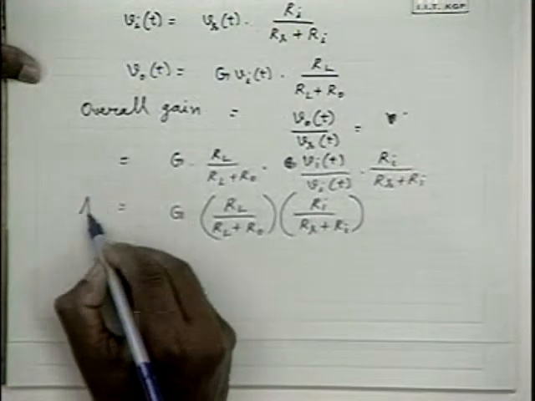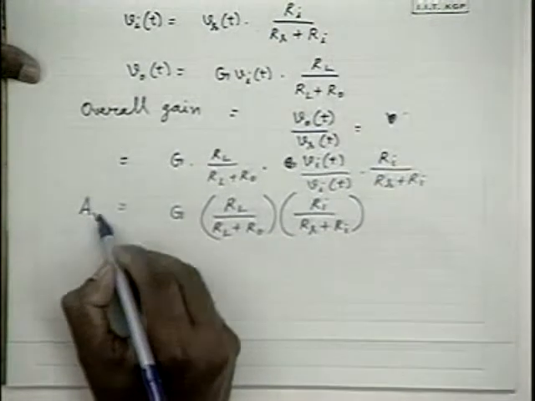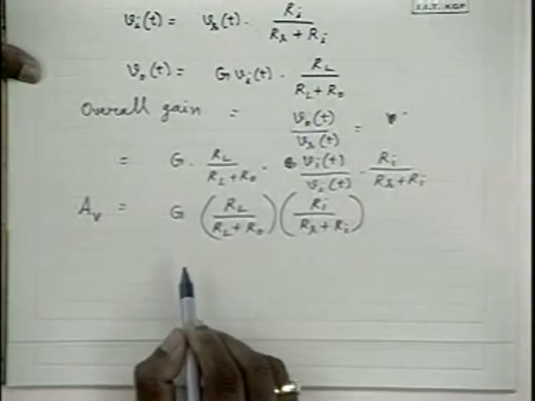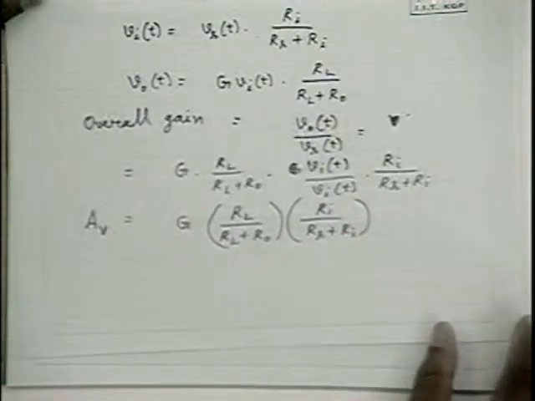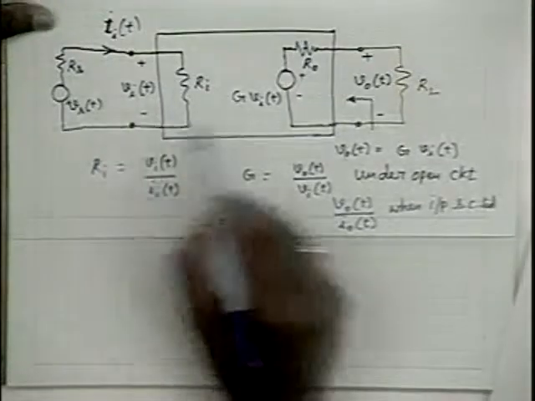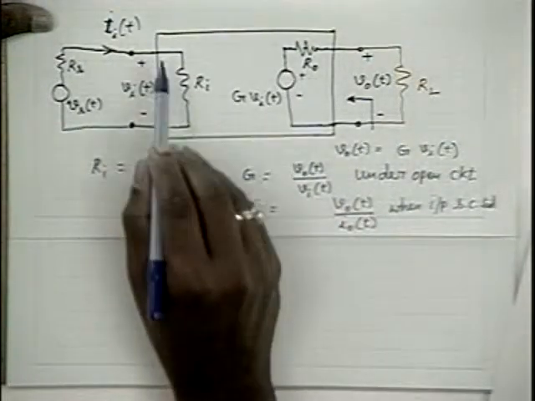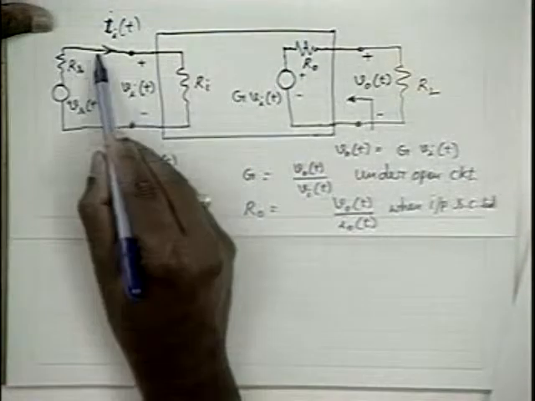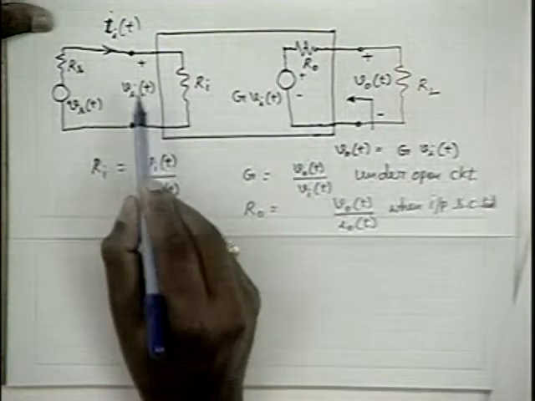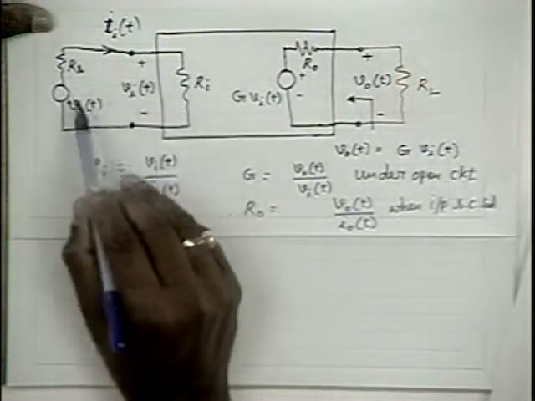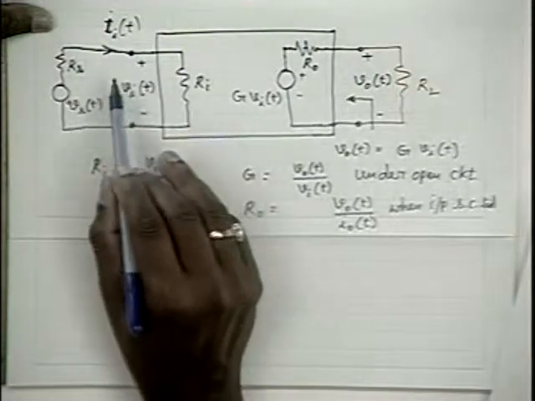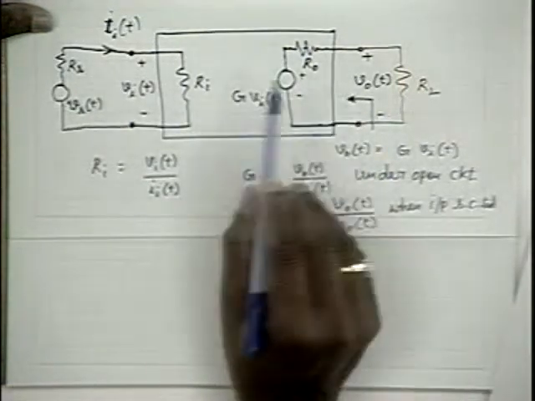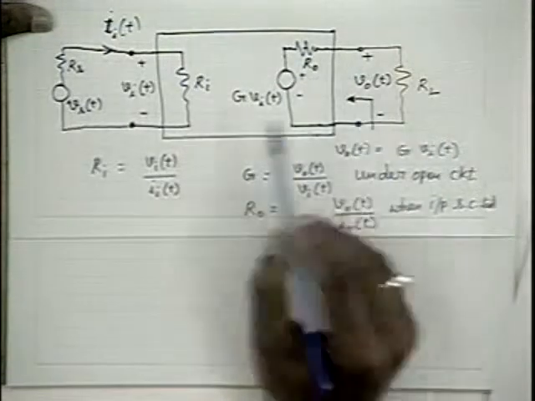Let me use the symbol AV to indicate voltage gain. This is because of the division here and the division here. If the gain of the amplifier is actually 100 under open circuit conditions, and there is an attenuation, a drop in voltage to half here and a drop in voltage to half here, the overall gain is going to be 100 into a quarter, which is 25.